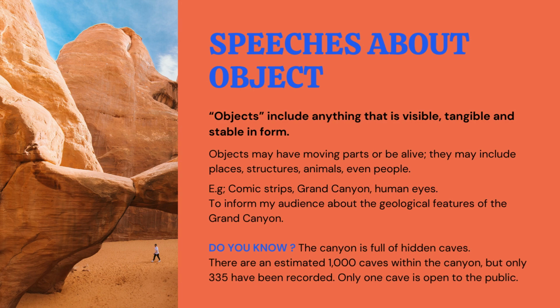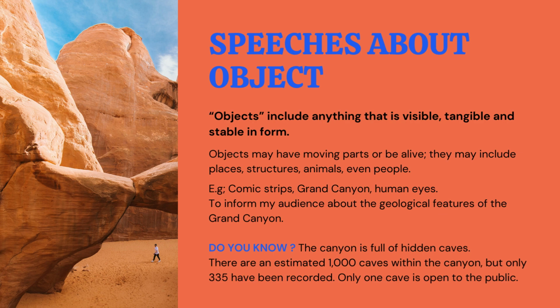Speeches about object. Objects include anything that is visible, tangible, and stable in form. Objects may have moving parts or be alive. They may include places, structures, animals, and even people. For example, comic strip, Grand Canyon, human eyes.